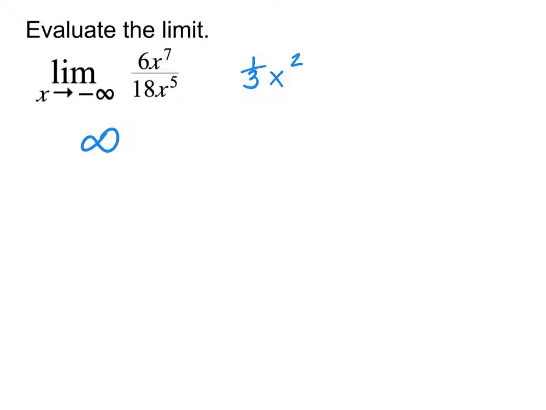A little side note on this. What if it was negative 6x to the 7th over 18x to the 5th? Would that change our answer down here? Yes, it would. Because that would be the same as negative 1/3 x squared. That's a down-down end behavior. So you do need to actually look at the numbers that are involved, because that would have made it a negative infinity in that case.